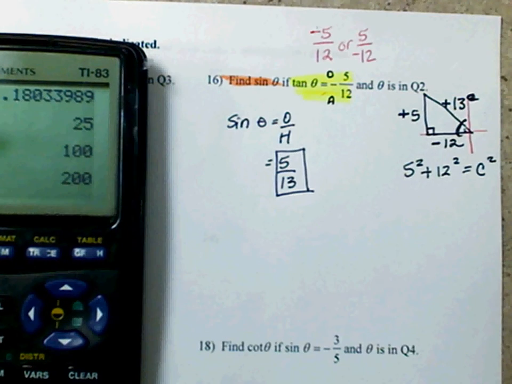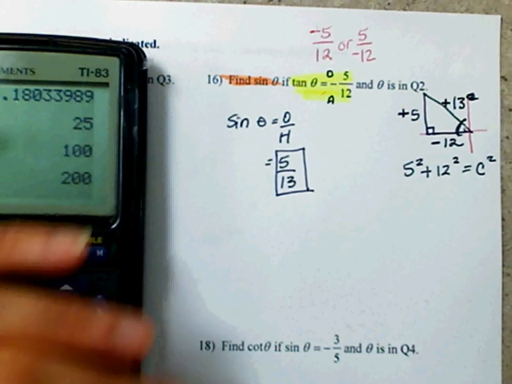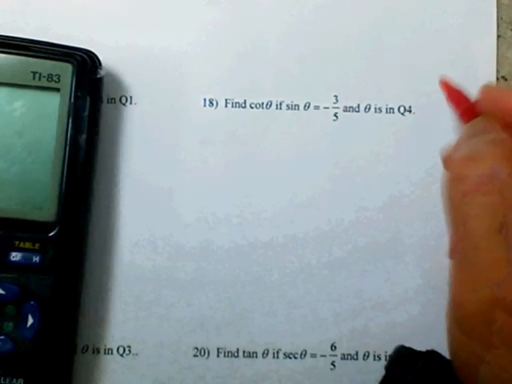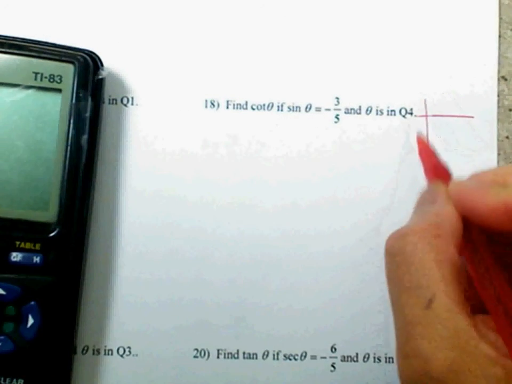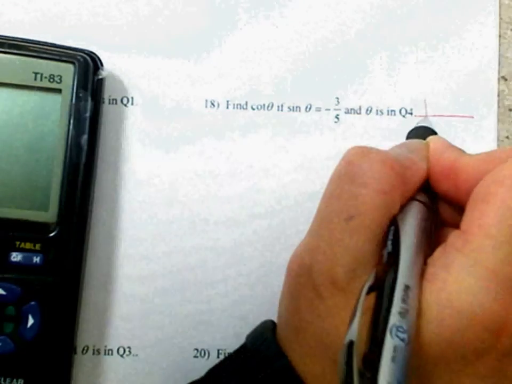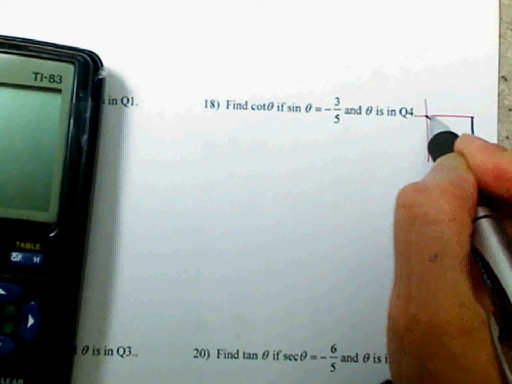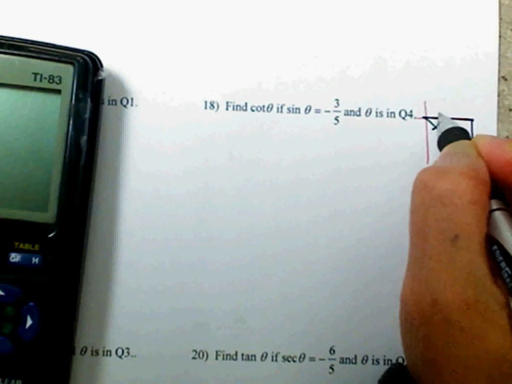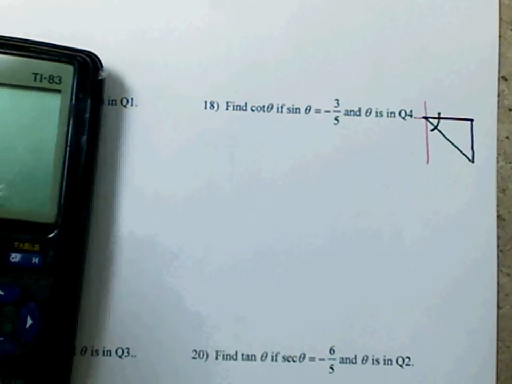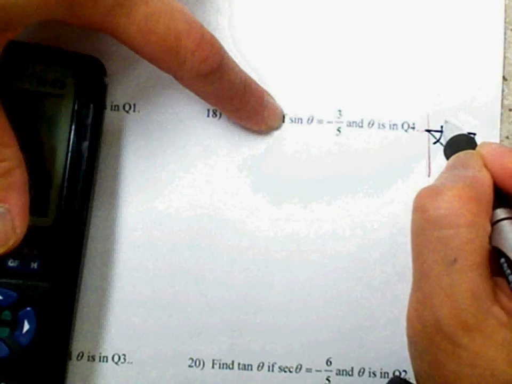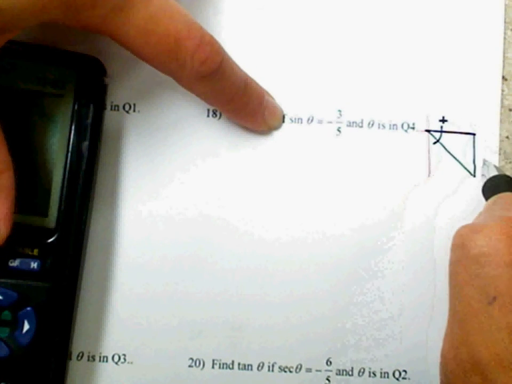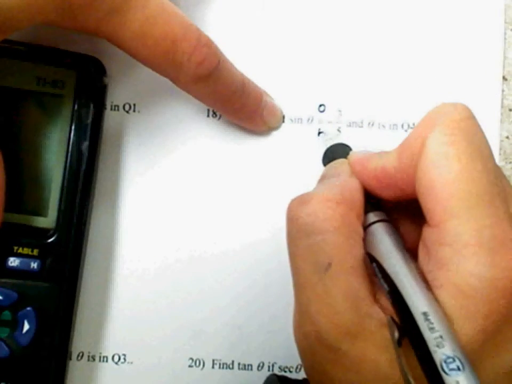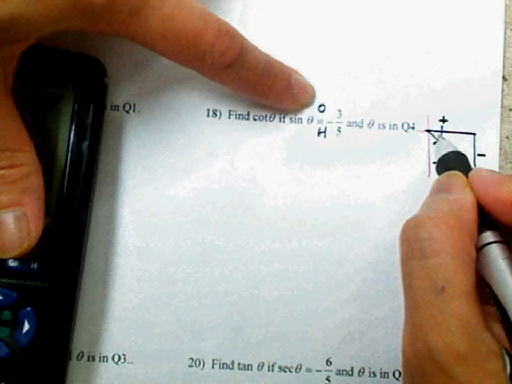Number 18. You are in quadrant 4. Make a sketch of your quadrant 4. 1, 2, 3, 4. Your triangle is down here. Notice how one of the legs touches your x-axis. There's your angle of reference. Okay? Sine. Going this way is positive, going down is negative. Hypotenuse is always positive. Sine is opposite over your hypotenuse. Where is opposite in accordance to this angle? 3. Where's your hypotenuse? 5.